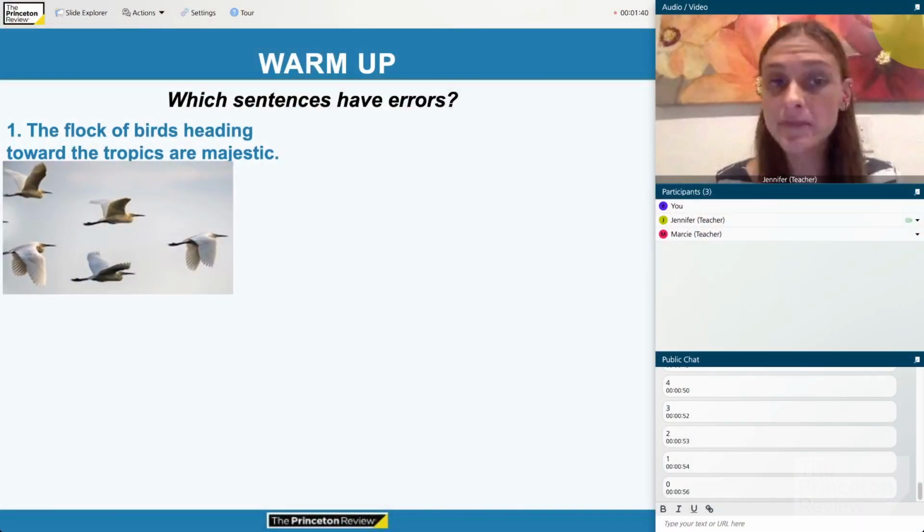You're going to be looking at 4 sentences. So grab a pencil, paper, pen, something to write with and write on, and mark down which of these 4 sentences seem to have errors in them. And if you can spot the error, see if you can fix it. I'm not going to tell you how many have errors, but I will say it's more than 1. So there's your hint. Sentence 1 is, the flock of birds heading toward the tropics are majestic.